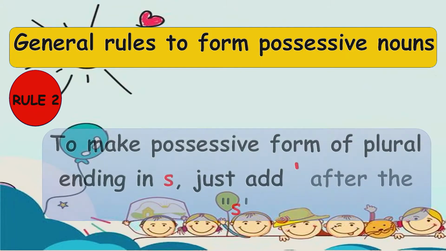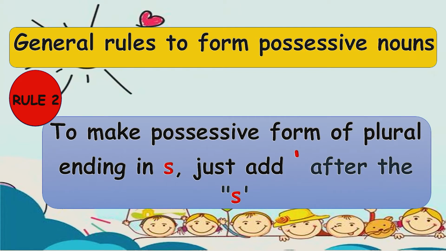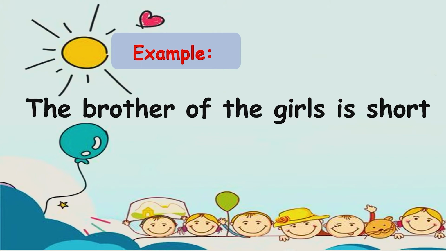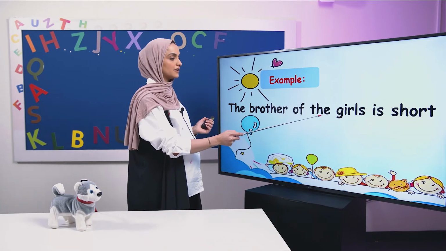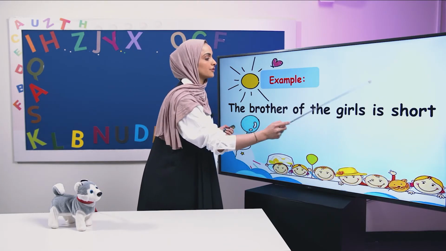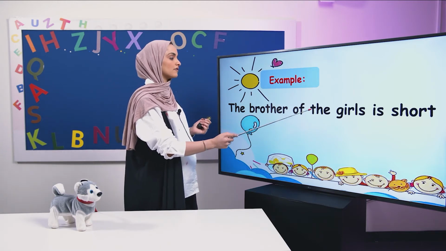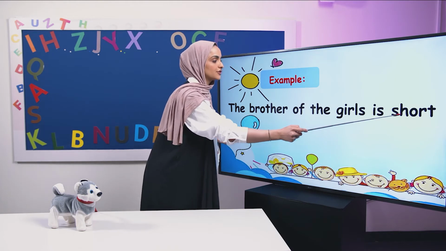Rule number 2 says to make the possessive form of a plural ending in s, just add an apostrophe after the s. Let's see how. The brother of the girls is short. Let's read one more time. The brother of the girls is short.